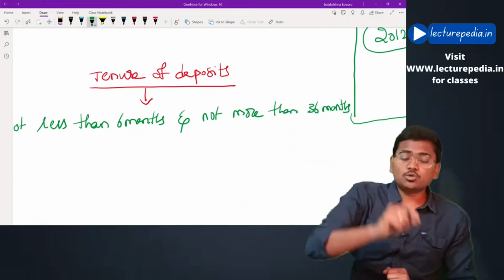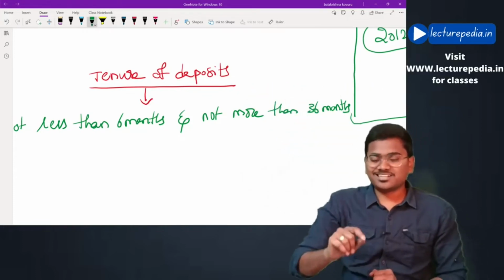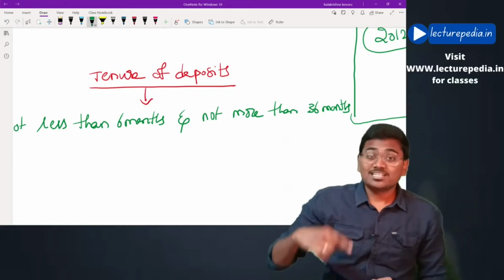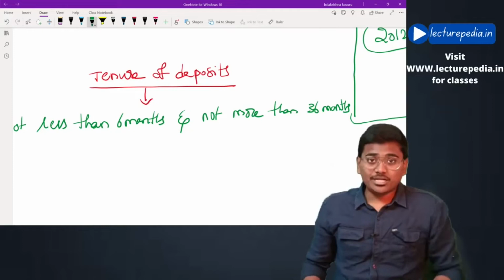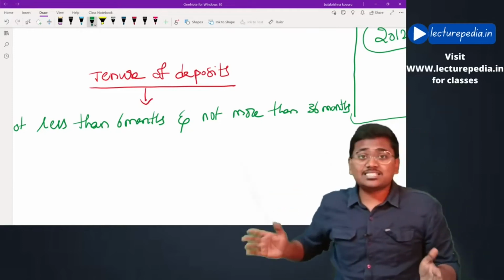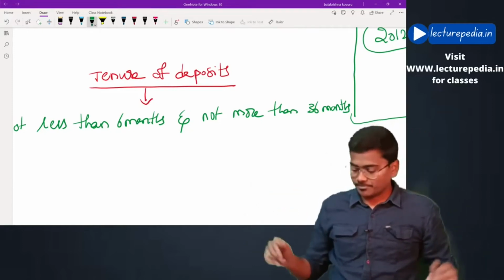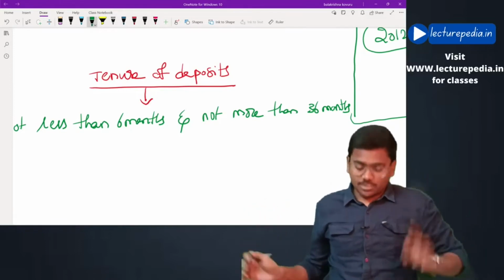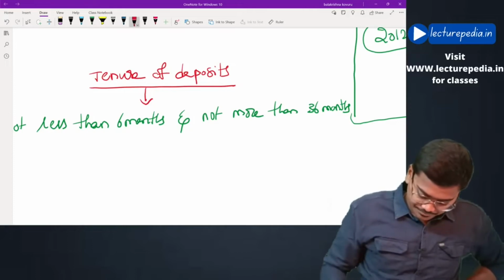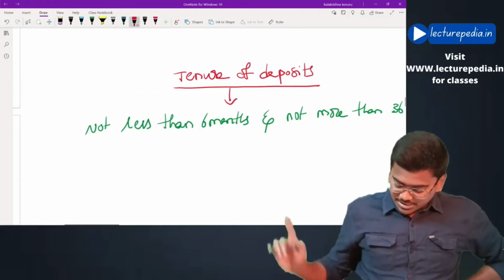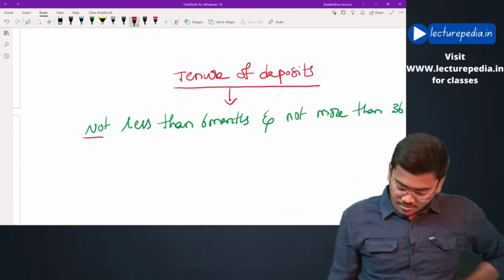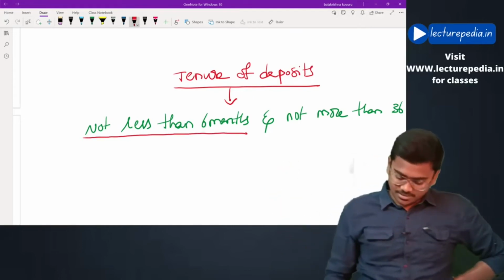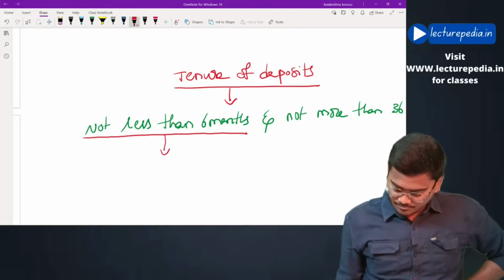Okay, the tenure of deposits that the company is issuing must lie between 6 months to 36 months. Hope this is clear. This is the general rule, but there is an exception to it. What is the exception? The exception is to this first part, for the minimum period. What is that exception?